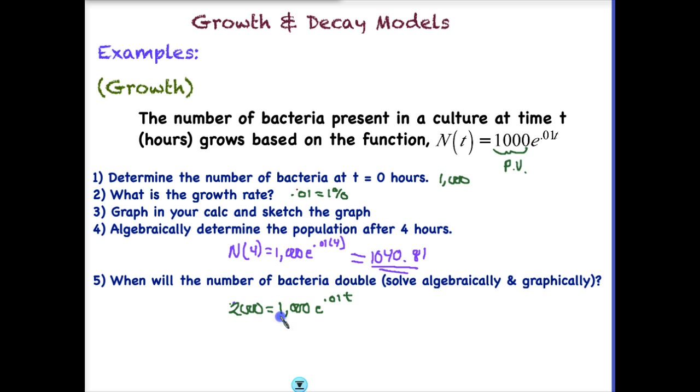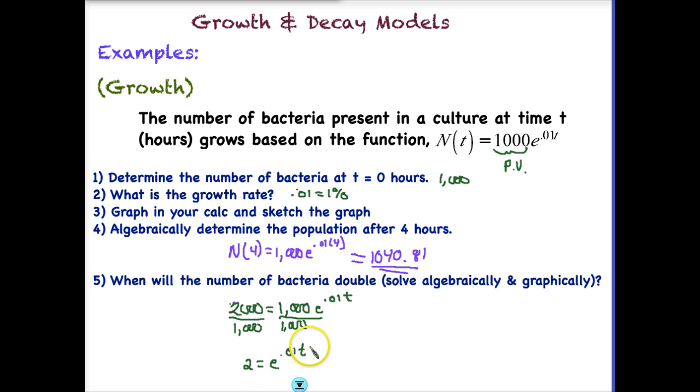Okay, in order to solve this, we know that we need to solve for t. We need to isolate t. So the first thing we need to do is move the 1,000 to the other side by dividing both sides by 1,000. On the left side then we'll have 2 equals e raised to the 0.01t. What can we do from here?